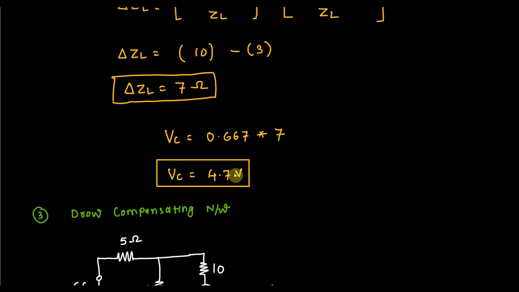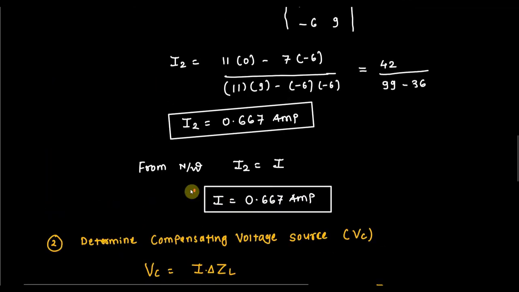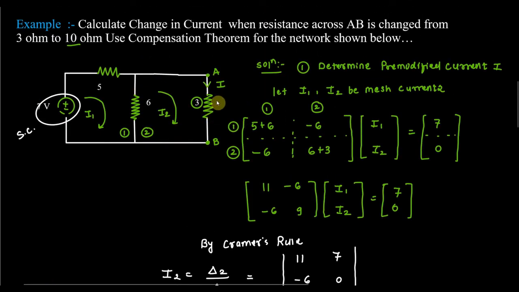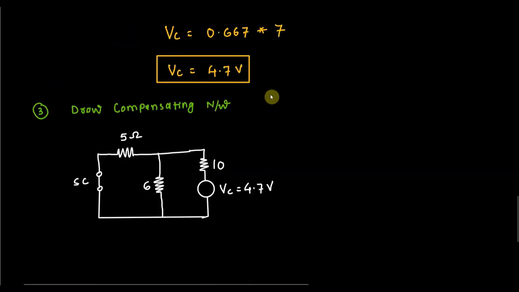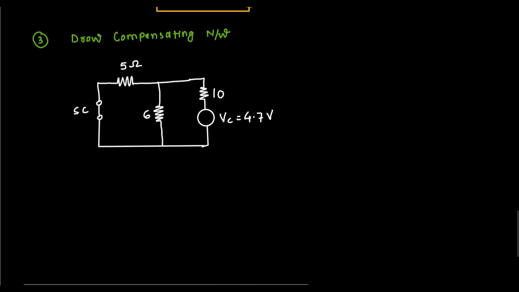Fine. Now what is our next step? Our next step is that we have to find out this I. So this I is like that. So here we will mark this one delta I.